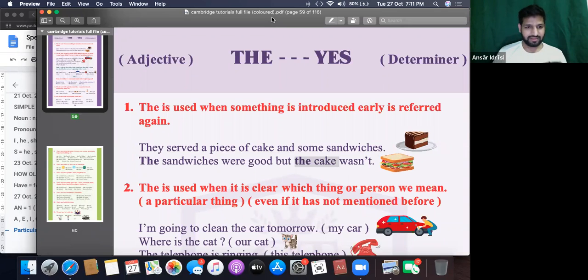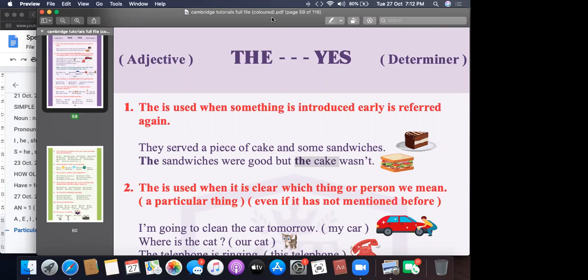The car is black, the car is red, the car is Ferrari. Sir, this is my table. The table is wooden. The table's color is black.